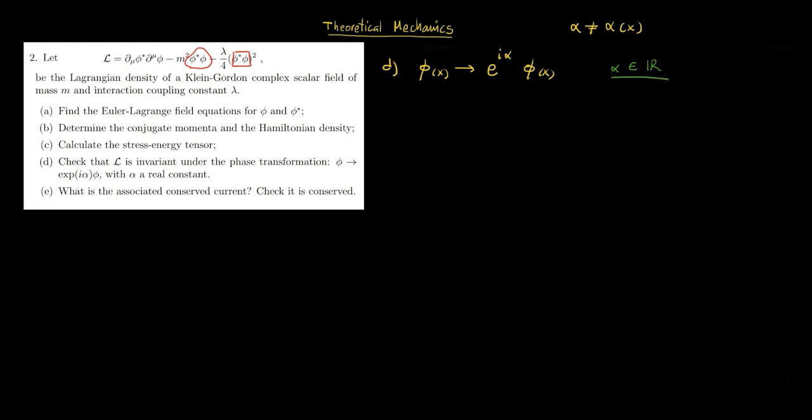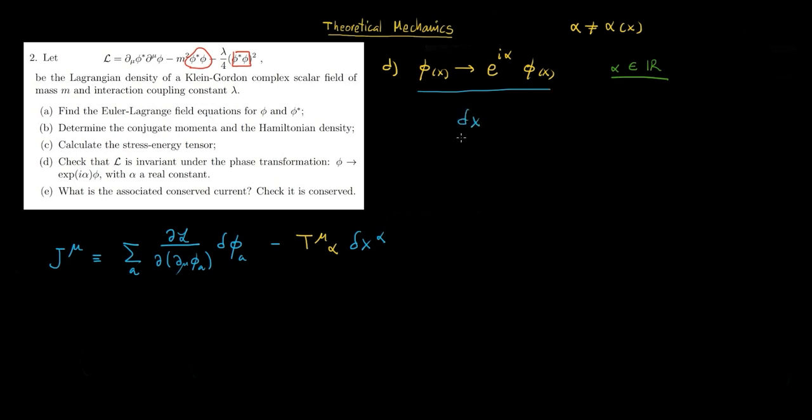So remember, Noether's theorem says that the conserved current is the sum over A of partial L with respect to partial mu phi A times the variation of the field A, minus the stress energy tensor mu alpha contracted with the variation of the coordinates. But this transformation has nothing to do with variations on x, on the positions. So the variation in this case is 0, so this term vanishes.